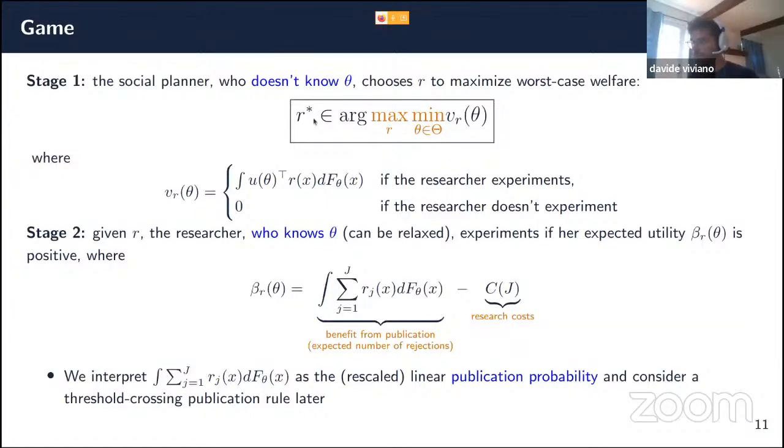Now, given the best policy R star, the researcher makes a decision. So the researcher, which we assume knows theta, that is, knows the parameter, and this assumption is not needed for our result. In fact, it's relaxed in the appendix. But for the moment, let's assume that she knows theta for simplicity. The experimenter will obtain some utility by running the experiment, and will decide whether to run the experiment if such utility is positive. Now, we can think about different utility functions, and the simplest form of utility function is also linear in the number of discoveries. That is, this utility function says that ex ante, so before running the experiment, my expected utility will depend on how many discoveries I will make.